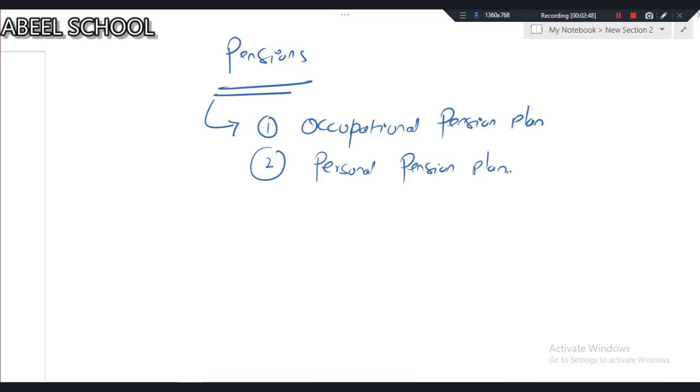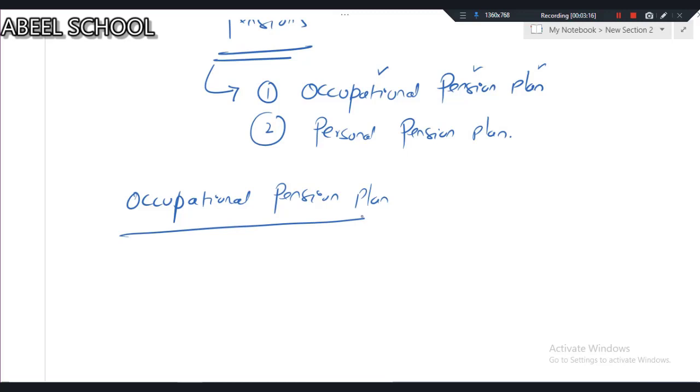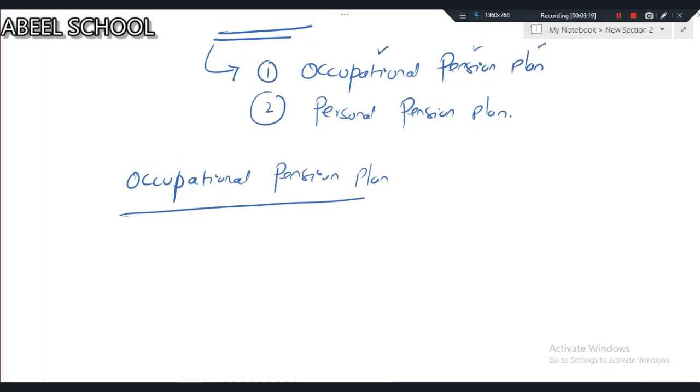So in our syllabus, we have two registered pension schemes. One is occupational pension scheme. Another is personal pension scheme. Just one or two points which you need to know about this occupational pension plan, then I'll come to this personal pension plan. When the employer is contributing in an occupational pension plan for the employee, or the employer is contributing in a personal pension plan again for the employee, simply it is an exempt benefit for the employee.